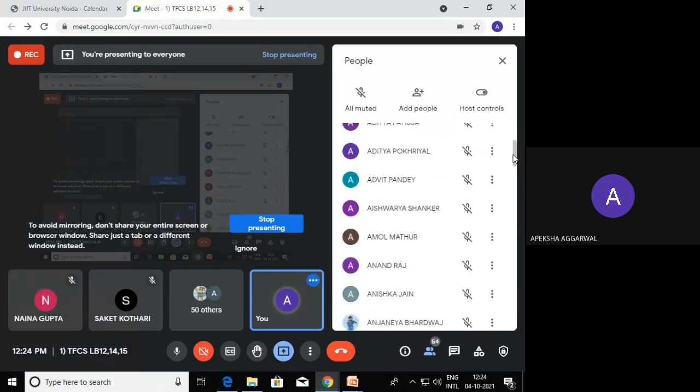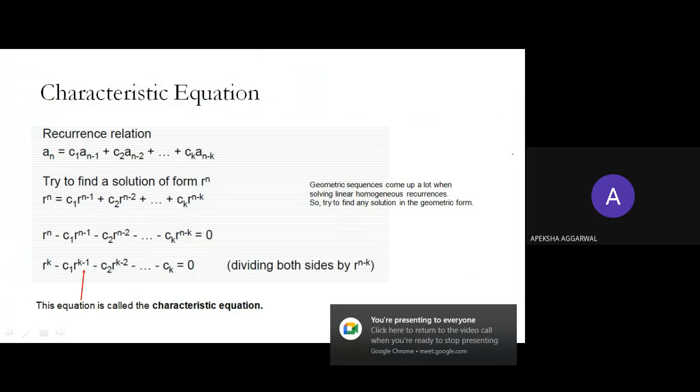Okay. Next example, we have some example problems, and I will call out names. Either one of you has to solve that recurrence. Just have a look at these slides more closely.